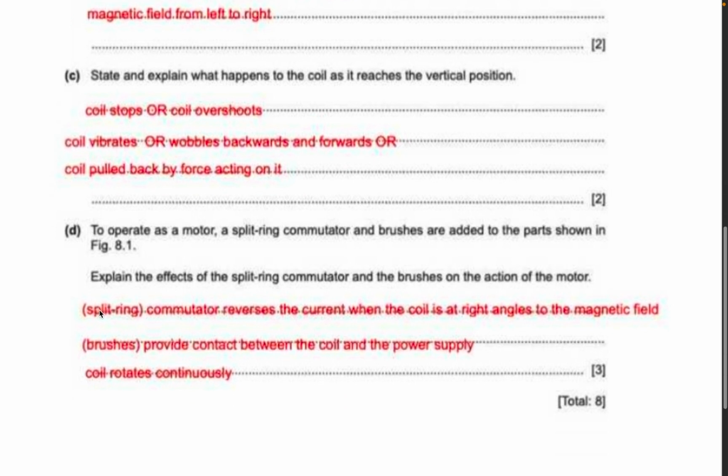Actually here, the split ring commutator, you know that it reverses the electric current each half cycle. When the coil is at right angle to the magnetic field, it will reverse the current. So it will move continuously without any stop. What about the brushes? They just provide the contact between the coil and the power supply to conduct electric current. So the coil rotates continuously. We have 3 marks, so each line is 1 mark.